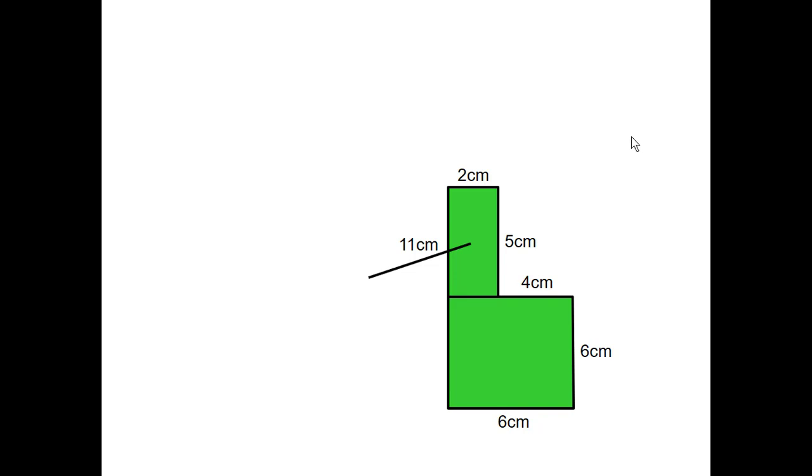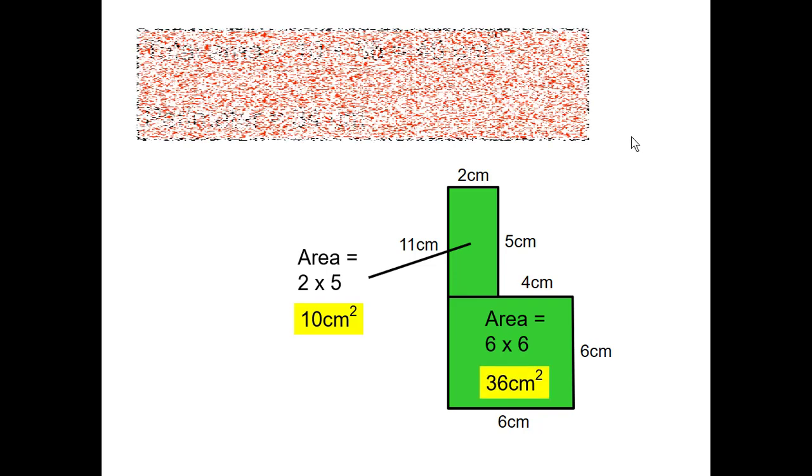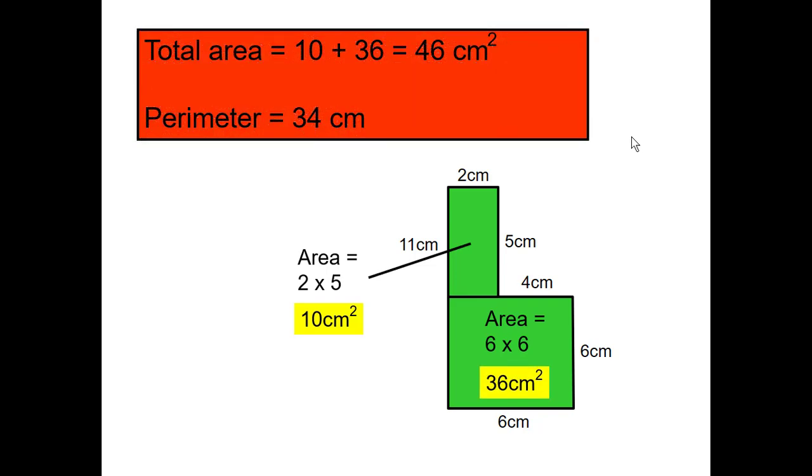The first one, first of all, is 5 multiplied by 2, and you get the answer as 10 centimeters squared. The second one is a square, and you get 6 multiplied by 6, which is 36 centimeters squared. After that, you add all of them, and you end up getting the answer as 46 centimeters squared. But for the perimeter, you get 11 plus 6 plus 6 plus 4 plus 5 plus 2, and you get the answer as 34 centimeters.